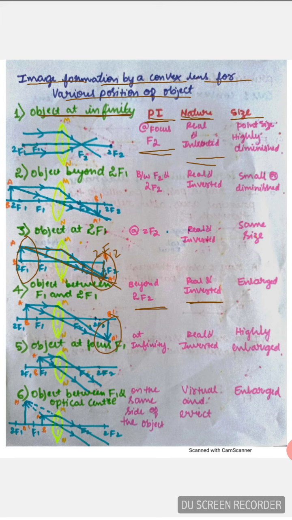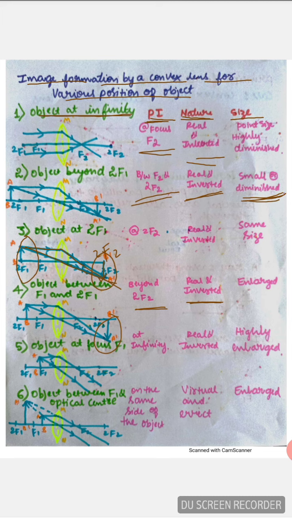Size of the image will be point sized or highly diminished. So then we will place the object behind 2f1. When we place the object behind 2f1, we will get the image between f2 and 2f2, and it is real and inverted, and it is small and diminished. The size of the image is small or diminished.